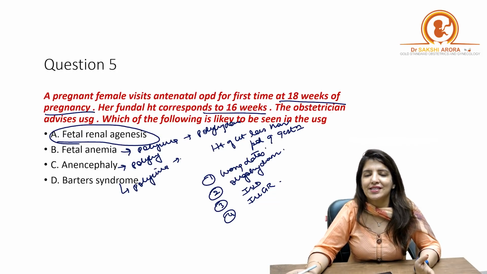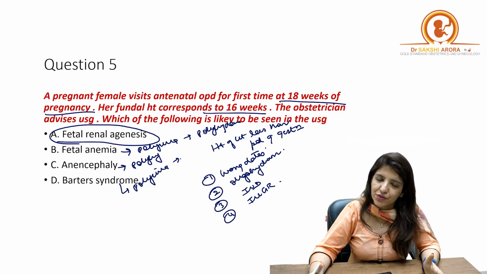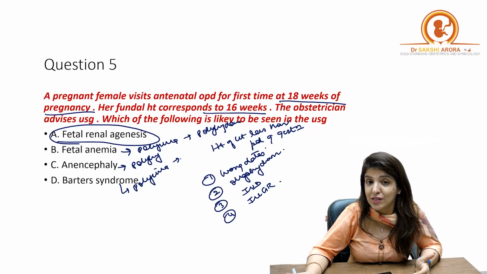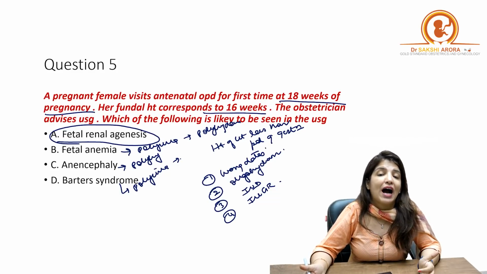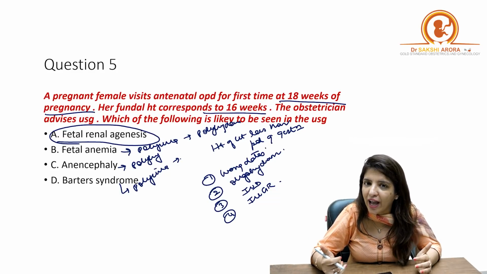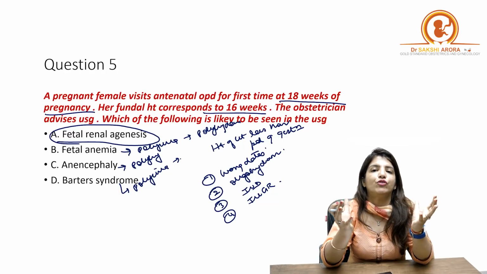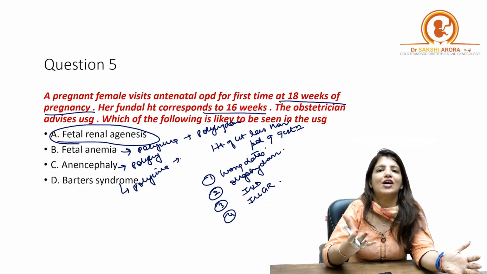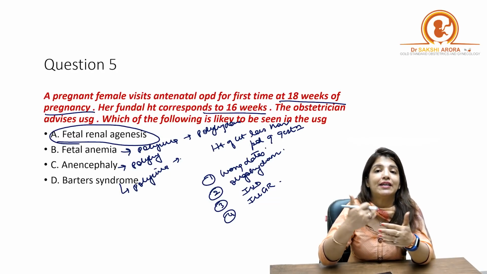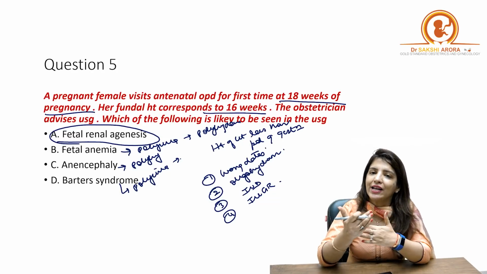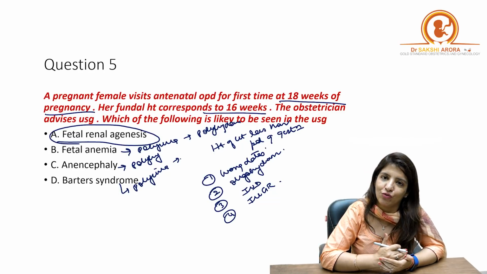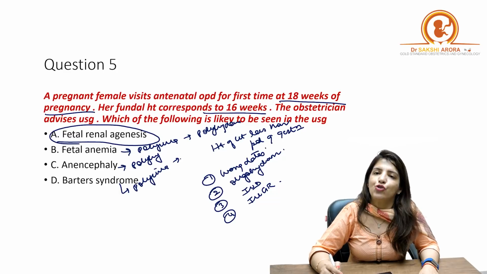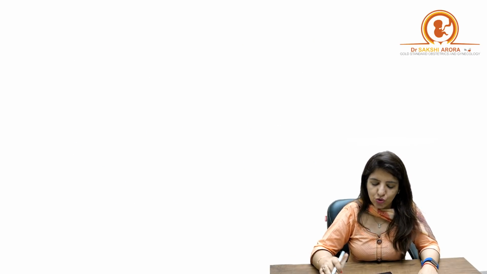Now, some students are saying that option D was Barter's syndrome. Others are saying that option D was hydrocephalus. Now, if option D was hydrocephalus, again in hydrocephalus, the head of the fetus is very much enlarged. And if the head of the fetus is very much enlarged, it is going to lead to an increase in the height of the uterus and not to a decrease in the height of the uterus. Right? So your answer remains fetal renal agenesis. Clear to all of you?